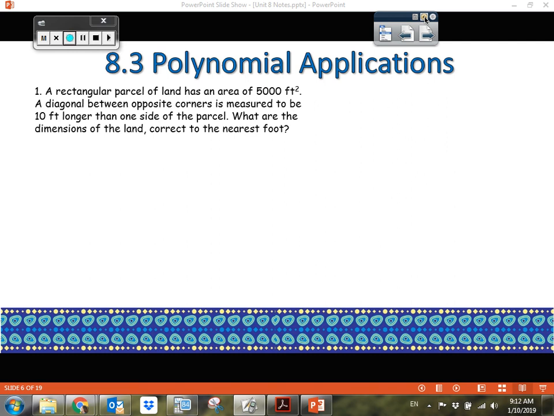So let's read this one. We have a rectangular parcel of land that has an area of 5,000 feet squared. A diagonal between opposite corners is measured to be 10 feet longer than one side of the parcel. What are the dimensions of the land correct to the nearest foot?